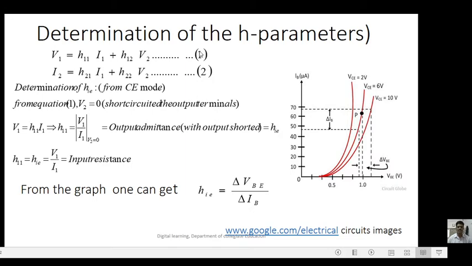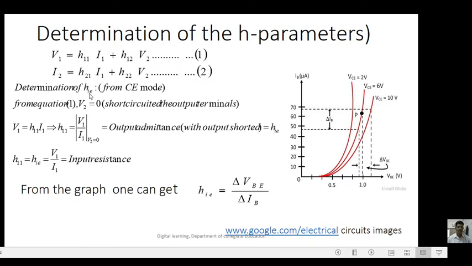In this section, how are we going to determine the H parameters of CE amplifiers. V1 is equal to H11 I1 plus H12 V2, that is equation number 1. Again I2 is equal to H21 I1 plus H22 V2. This is equation number 2. These equations can be framed according to Kirchhoff's voltage law.